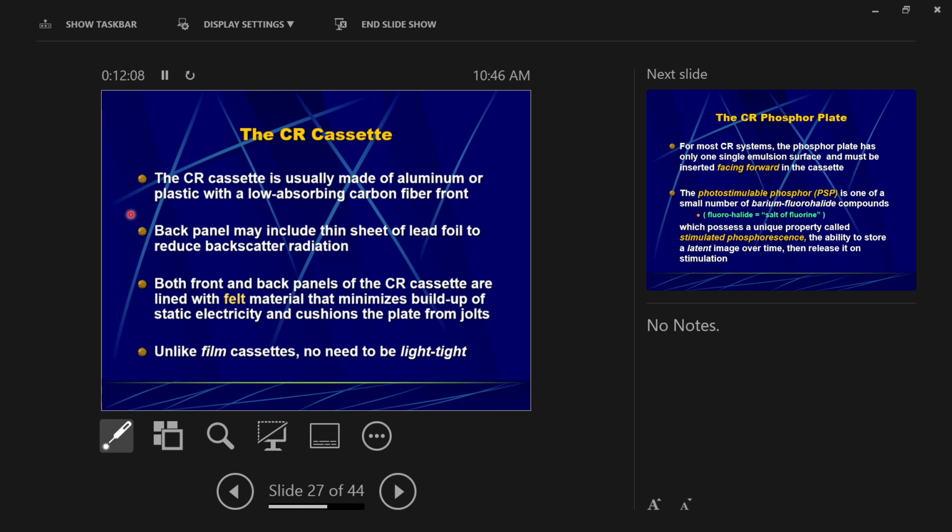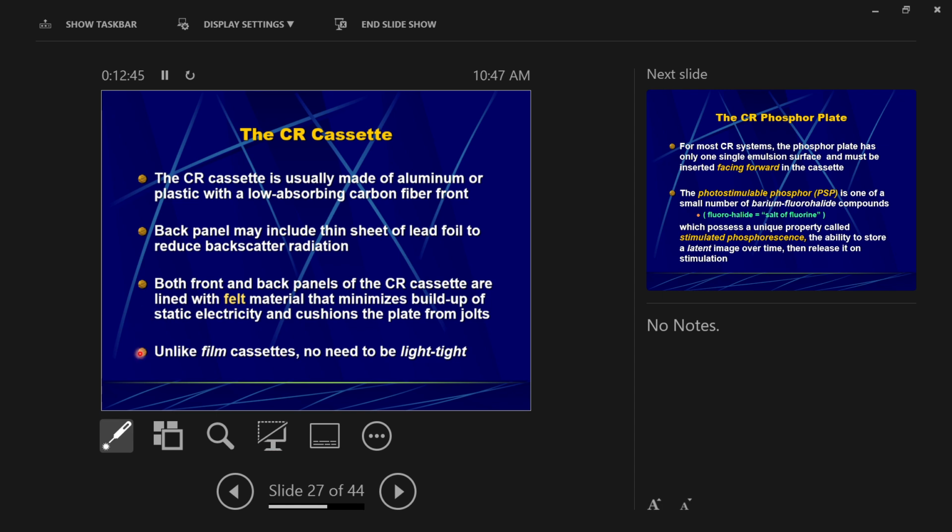The back panel is often lined with lead or a very thin sheet of lead to reduce what's called backscatter radiation. This is radiation that has passed through the cassette and is now trying to bounce off of the wall or something behind or under the floor, something like that, back at the plate. It keeps that from happening. The front and back panels of the CR cassette, where the actual plate slides in, are lined with felt, typically, that minimizes the buildup of static electricity and cushions the imaging plate.